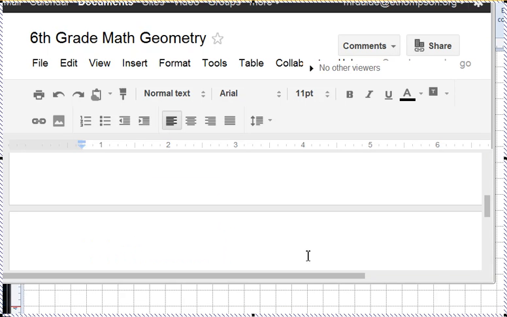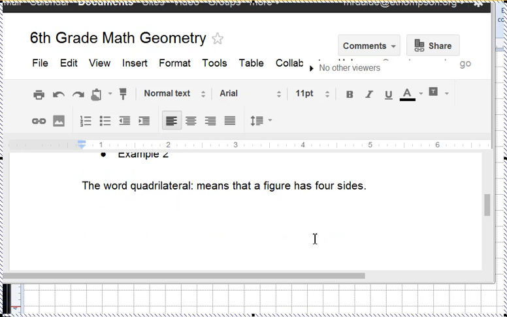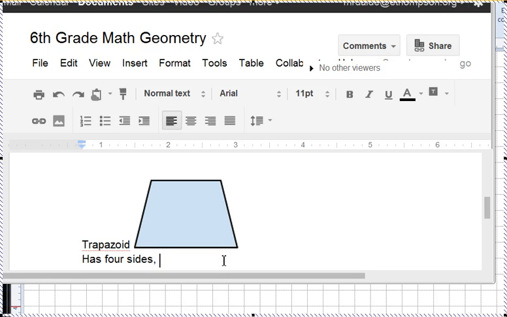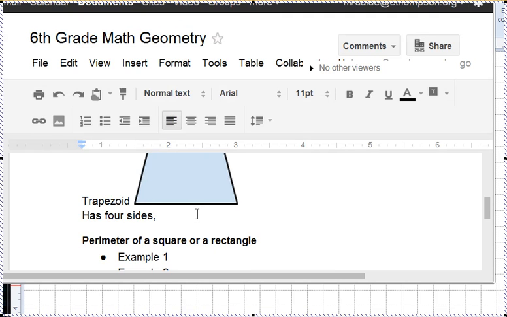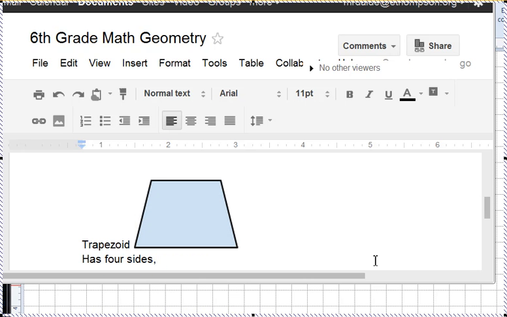All right, so just to recap what we were talking about, we're talking about classifying quadrilaterals. Now we decided that the word quadrilateral means it has four sides. And so I drew this shape right here, and then we realized, hey, that's not something we've seen before, and we call this one a trapezoid. I'm sure that I spelled that one wrong. Let me just try again: trapezoid. Got it. A trapezoid. Now we decided as a class that a trapezoid has four sides.